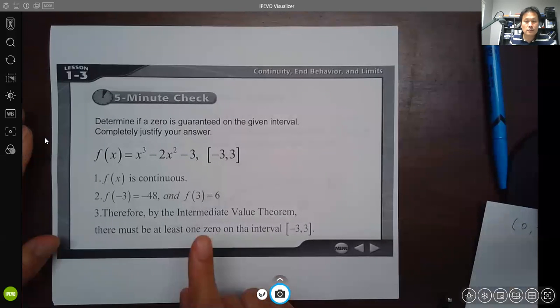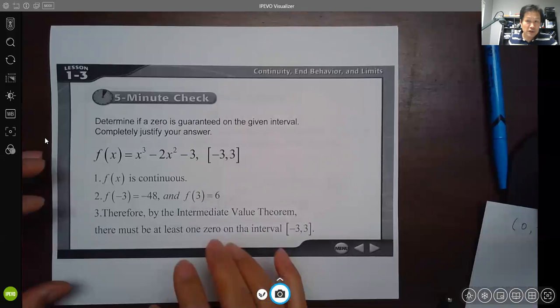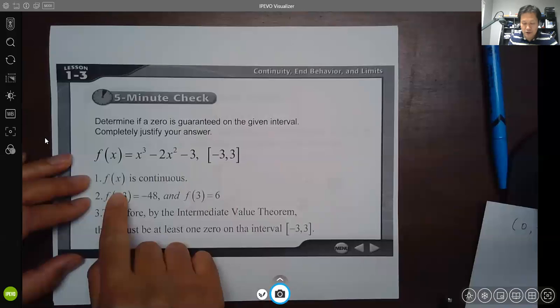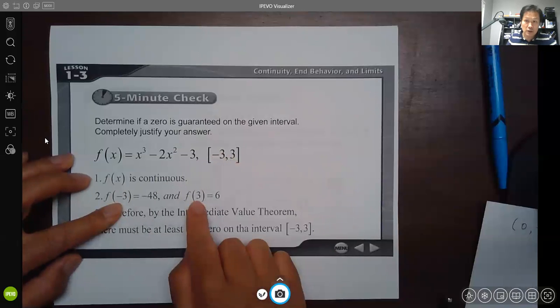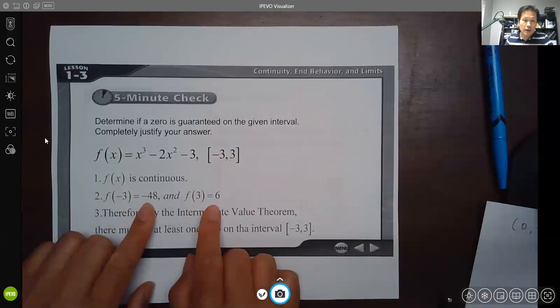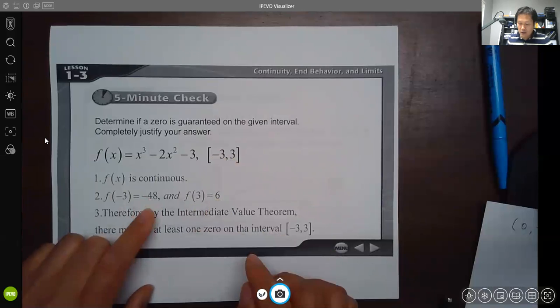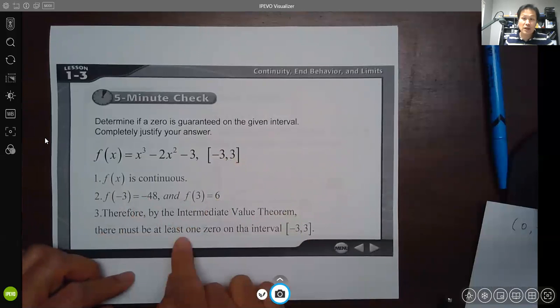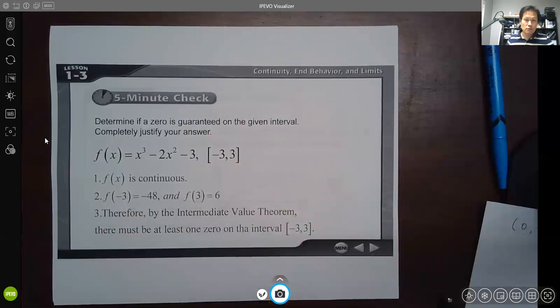Okay, pause it. You try, please. So how do we guarantee that? You say it's continuous because it's a polynomial. Plug in x value of -3. Plug in x value of 3. Show the y values: one y value is negative, one y value is positive. Then you say by the intermediate value theorem, there has to be at least one 0 between these intervals. Done.